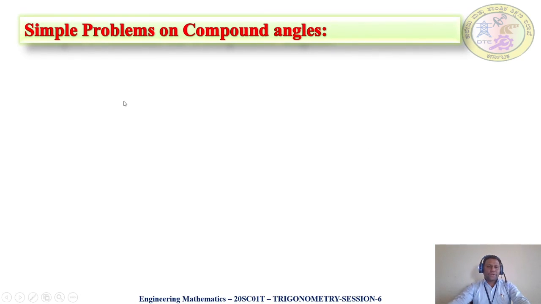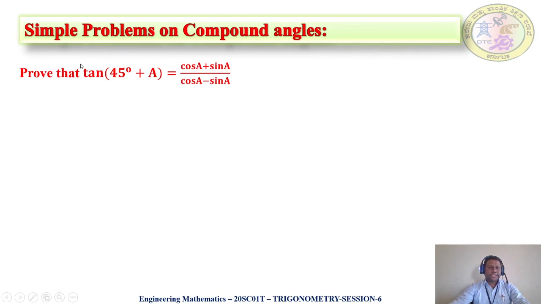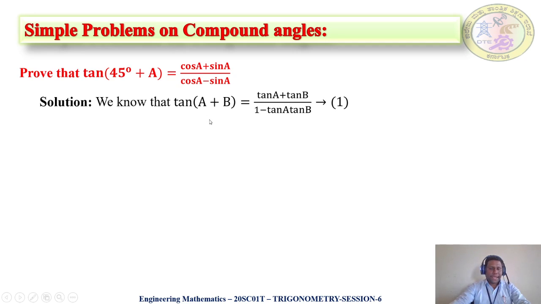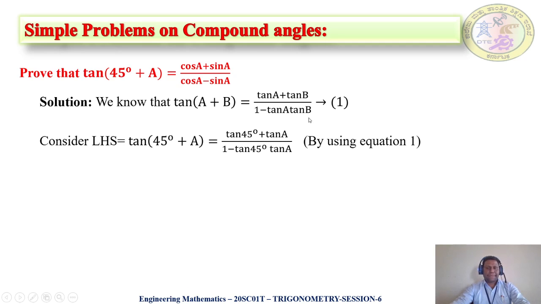Now we are moving on to another problem, that is the same problem. We have taken tan of 45 degree plus a is equal to cos a plus sin a whole divided by cos a minus sin a. Prove that tan of 45 degree plus a is equal to cos a plus sin a whole divided by cos a minus sin a. Again, for this one we are using the same formula: tan of a plus b is equal to tan a plus tan b by 1 minus tan a tan b, and call it equation number 1.